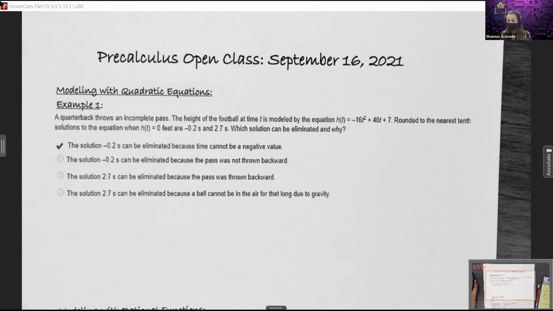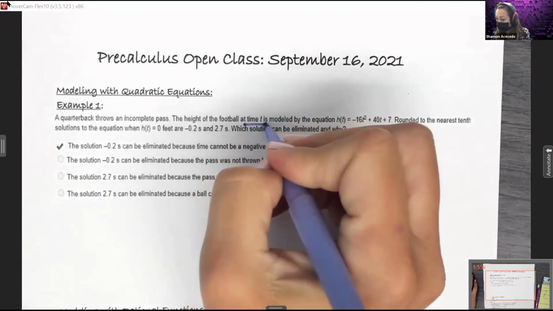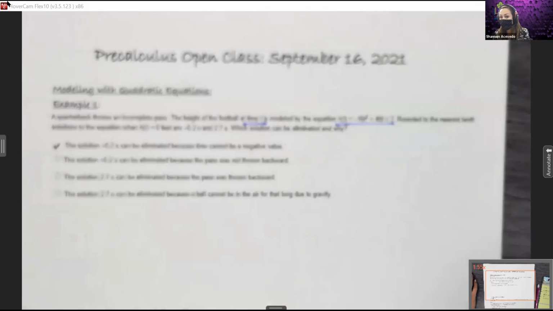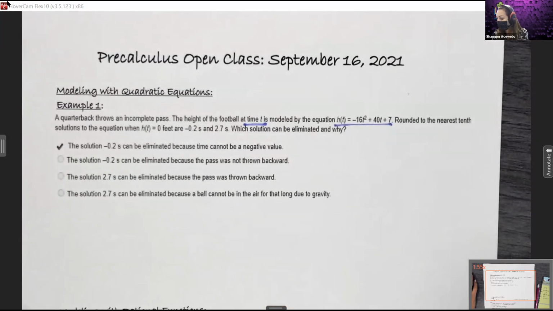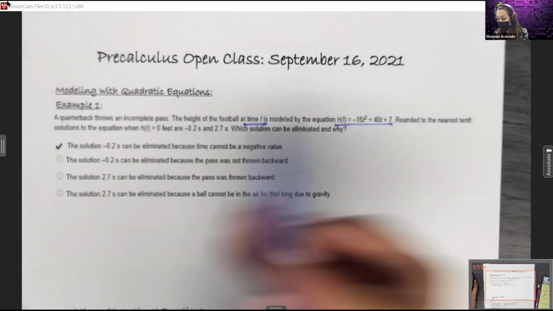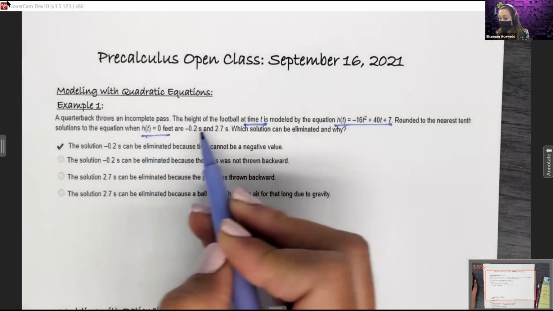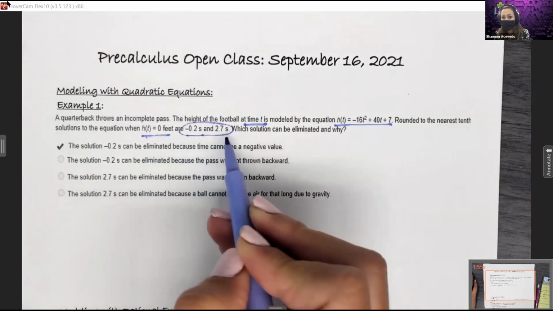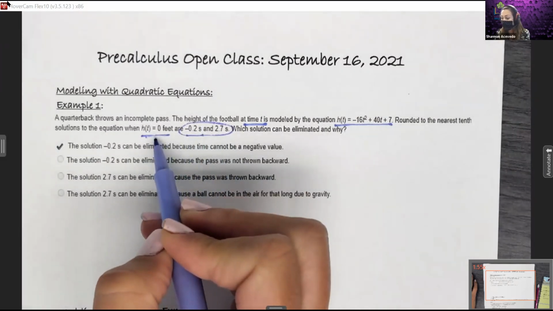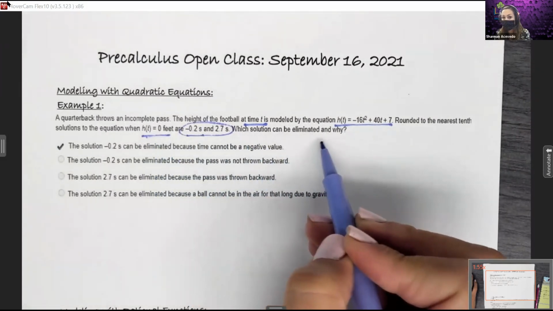So it's practice. If I look at example 1, it says a quarterback throws an incomplete pass. The height of the football at time t, so I'm like, okay, time t, they're giving me this, is modeled by this equation: h of t is equal to negative 16t squared plus 40t plus 7. Rounded to the nearest tenth, the solutions to the equation when h of t is 0 are going to be these two. Which solution can be eliminated and why?